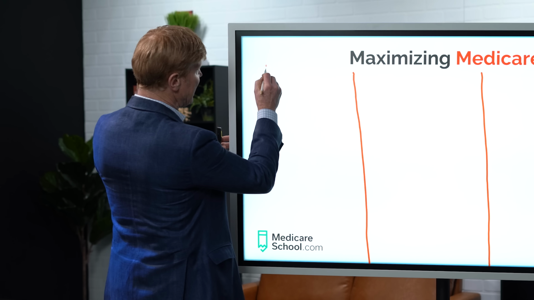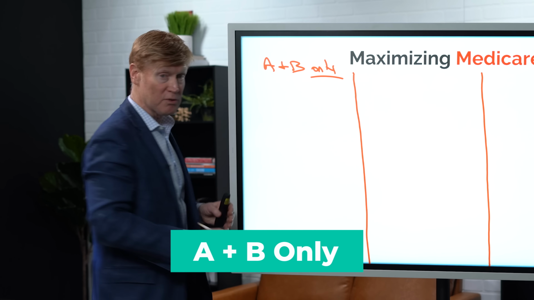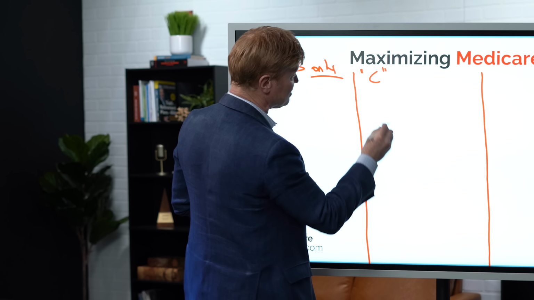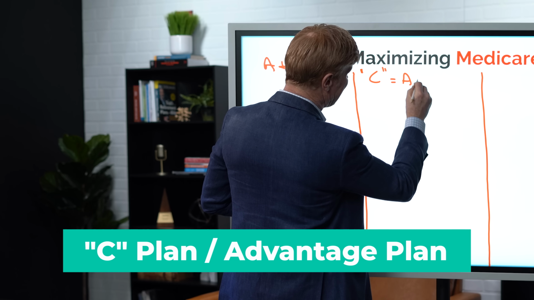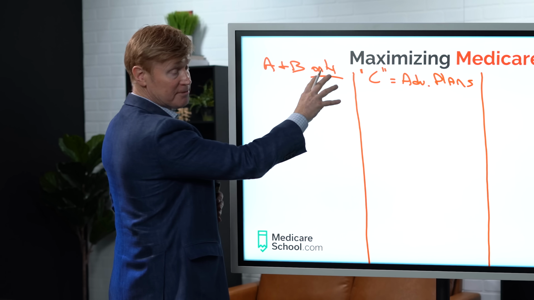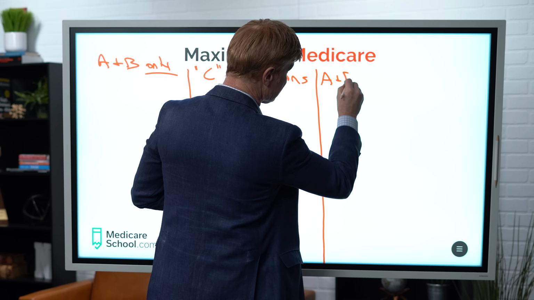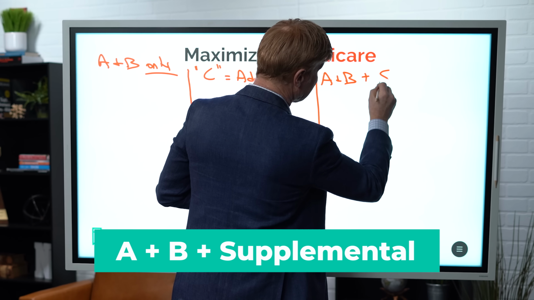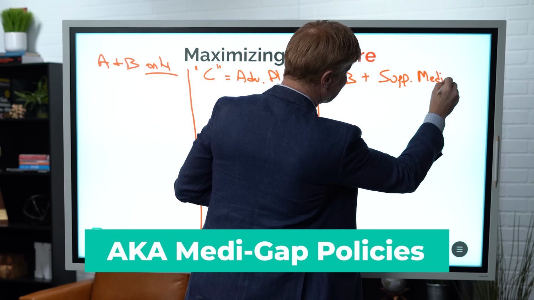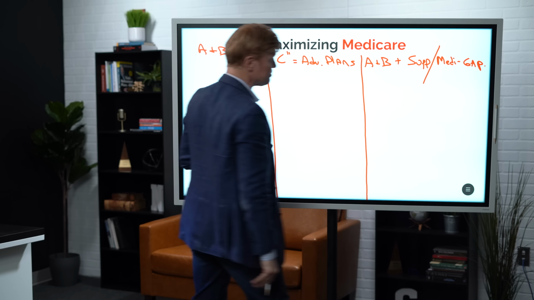So one option we have is to stay in what we call A and B, and you have A and B only. So all you have is that Medicare card. Another option you have is to do what's called a C plan. These are also called Advantage plans, right? So this is the lowest amount of coverage. This would be the mid-level. And then the best, as far as insurance goes, is to have A and B, and then you get a supplemental plan. Supplemental plans are also called Medigap policies, all right? So those are one and the same, Supplements or Medigaps.